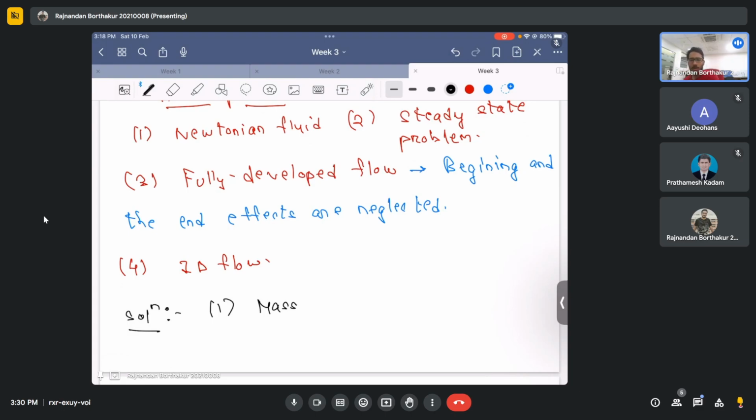We start off with the mass conservation, or the continuity equation, as you have rightly pointed out. Since this is a repetition of some of the previous week's problem, I'll solve this relatively fast, so that we understand the physics as well as cover more problems today.